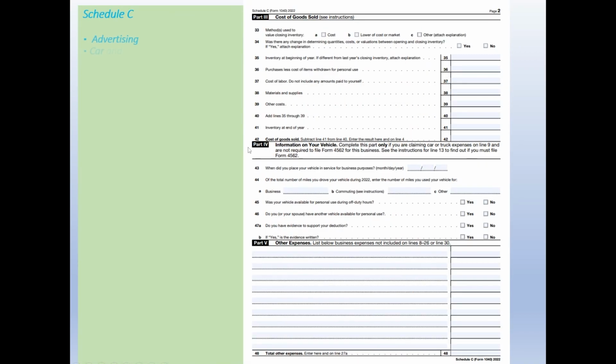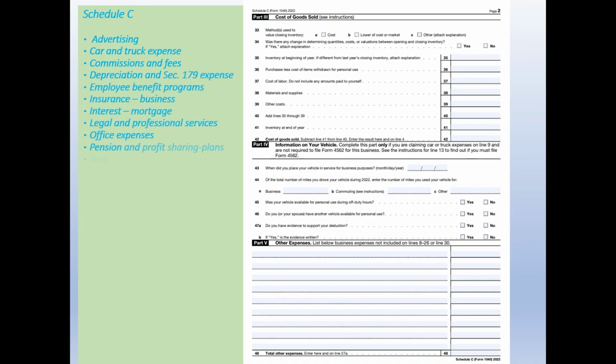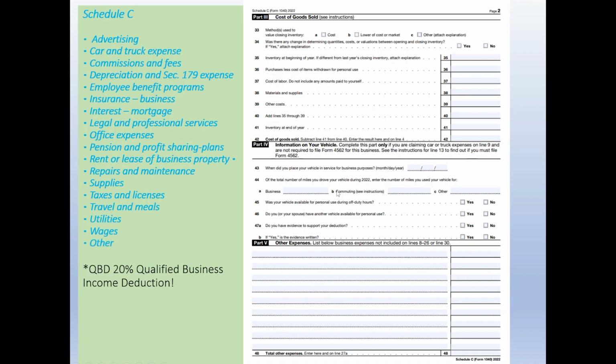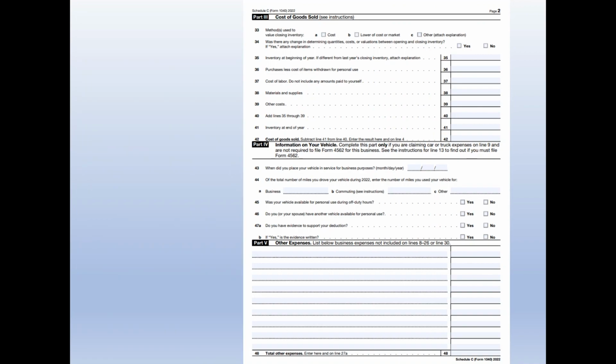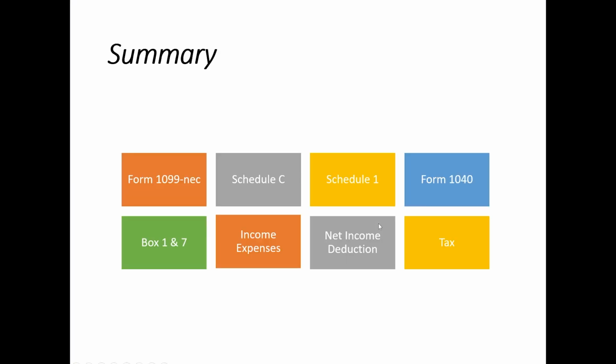Now, part 4 right here is for when you use your vehicle. The company doesn't own the vehicle; you use your own vehicle for your business. Right here you tell the IRS when you placed your vehicle in service for your business, what the business mileage is, what the commuting mileage is, what the total mileage is, what other mileage there is, and whether you have a record. You should keep very detailed records of all the mileage you use related to your business. Schedule C is pretty straightforward. We can have a case study to go through this form.